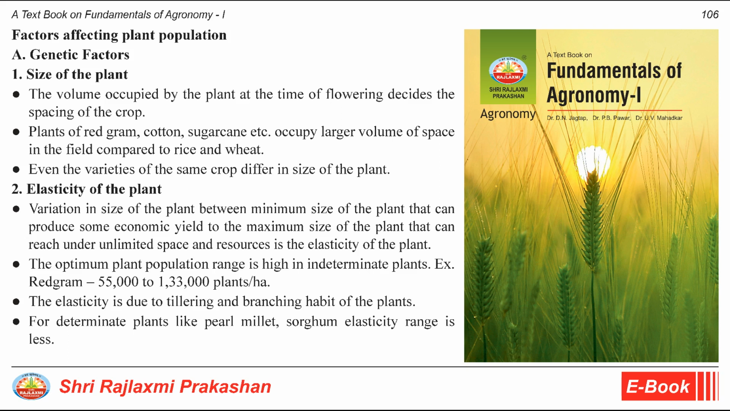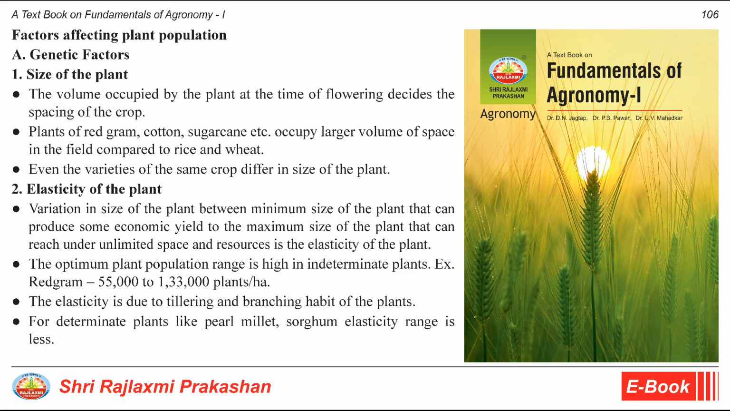Factors affecting plant population. Point A. Genetic factors. Number 1. Size of the plant. The volume occupied by the plant at the time of flowering decides the spacing of the crop. Plants of red gram, cotton, sugarcane etc. occupy larger volume of space in the field compared to rice and wheat. Even the varieties of the same crop differ in size of the plant.